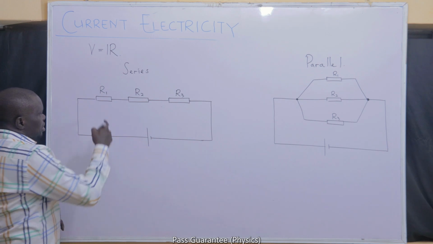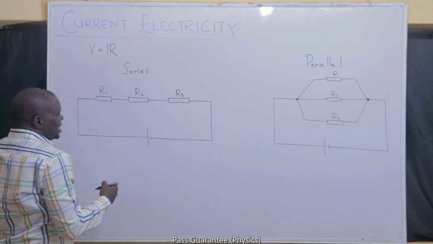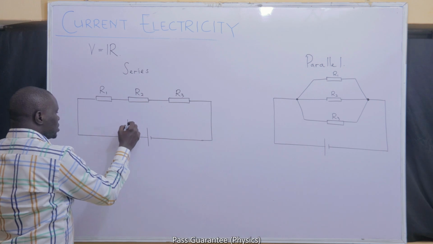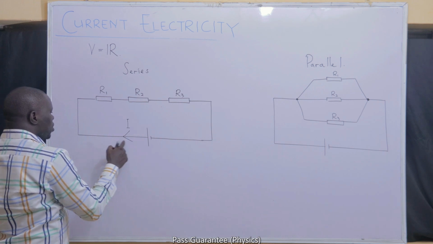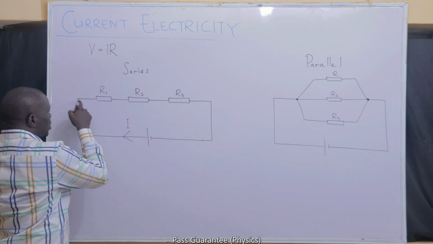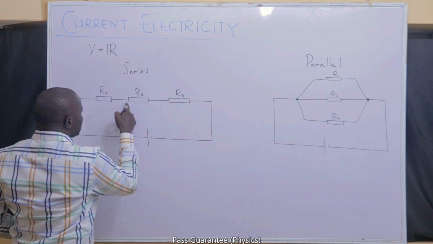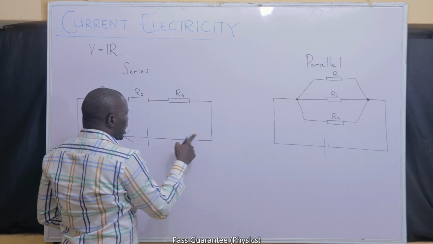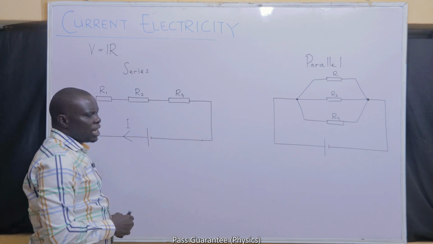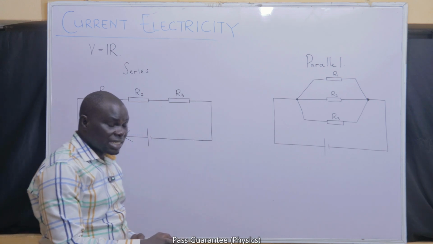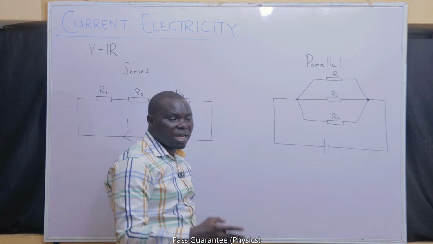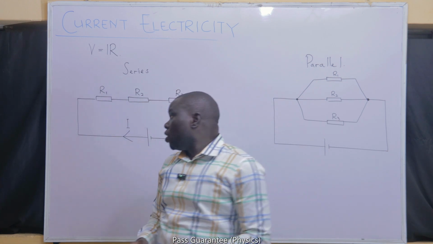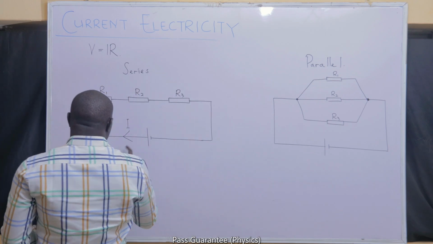Now, when resistors are connected in series, it is the same current that will move through them. The current that will move through R1 is the same current that will move through R2, and that's the same current that will move through R3 and back to the cell. Why? Current has to do with the path that is available, and as long as it is only one path that you have created, it is only one current value that will move through all 3 of them.